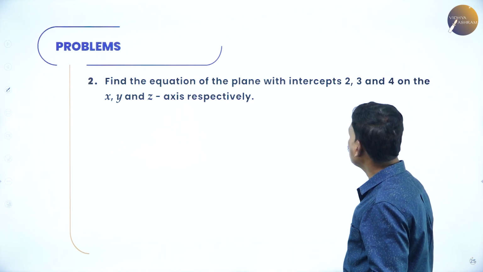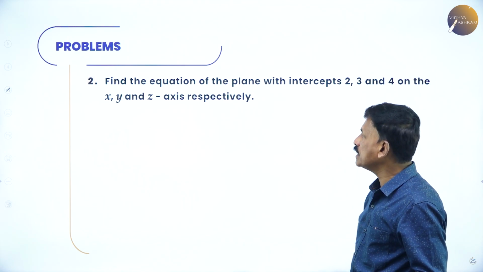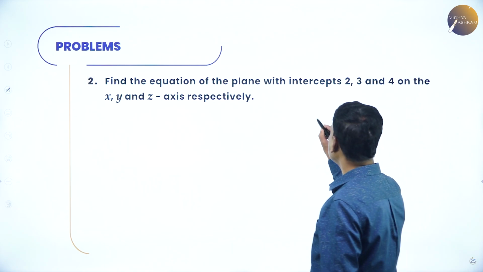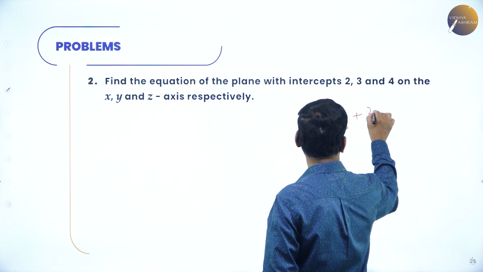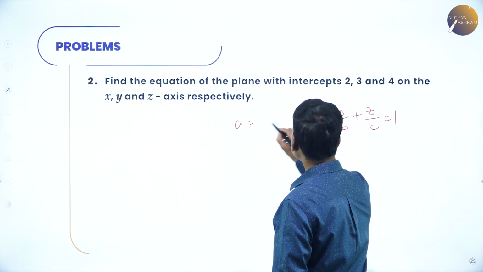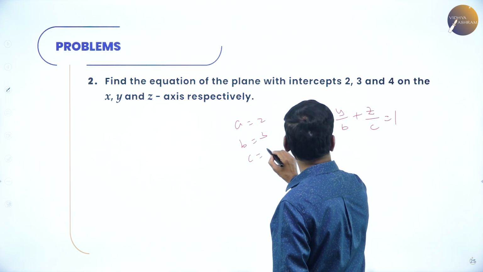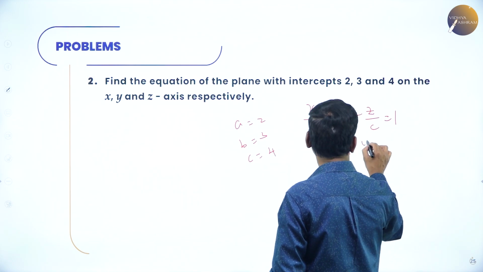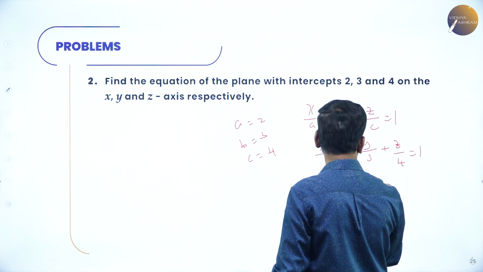Find the equation of the plane with intercepts 2, 3 and 4 on the x, y and z axis respectively. So, the equation of the plane is x by a plus y by b plus z by c is equal to 1. What are the points given? The x intercept a is 2, the y intercept b is equal to 3 and the z intercept c is equal to 4. So, the equation is x by 2 plus y by 3 plus z by 4 is equal to 1.